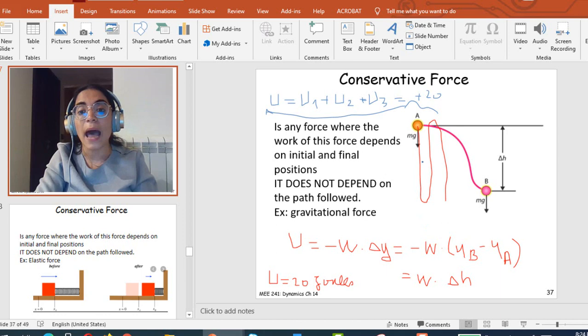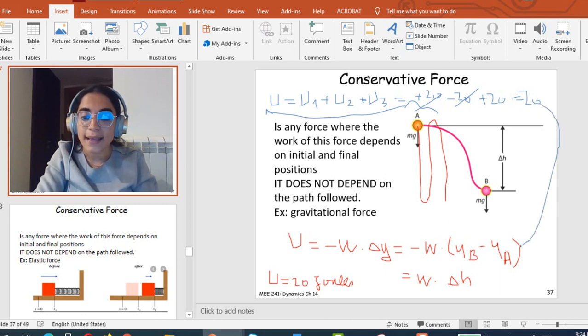Now what about the upward motion? It is minus 20. Now what about the downward motion again? It is plus 20. Which means, guys, the final answer is 20, which is the same as this answer.